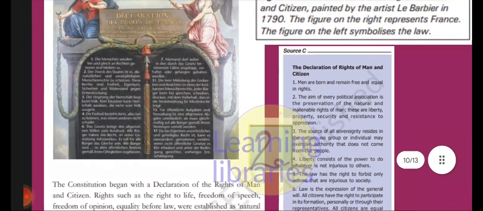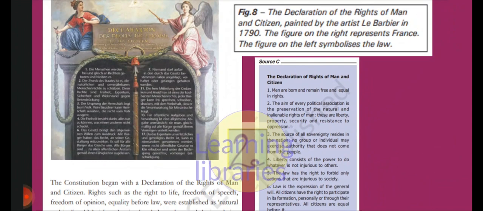So who basically started this? Philosophers like Locke, Rousseau, Montesquieu. So these people, Enlightenment philosophers, started the French nationalism. So with this we come to the end of the first part of the video.